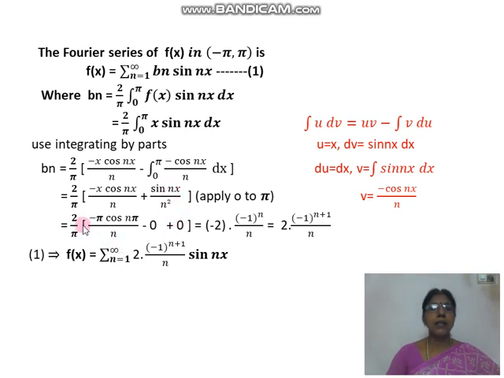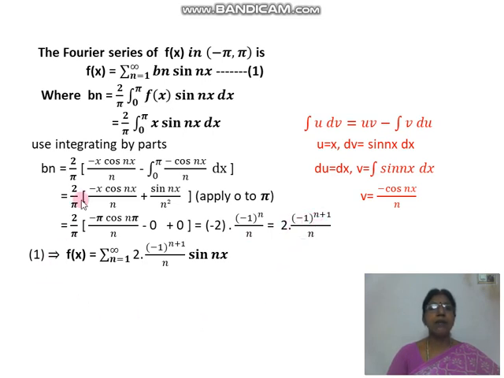Now we see this is minus here, bring my 2 by pi into minus pi into cos n pi by n. So pi cancels, then minus pi brought outside, minus 2 by n into cos n pi. In place of cos n pi you put minus 1 whole power n. It is 2 into, already minus 1 is there, minus 1 into 2, so now it is 2 by n minus 1 whole power n plus 1. Now bn is this one, minus 2 by n into minus 1 whole power n plus 1.